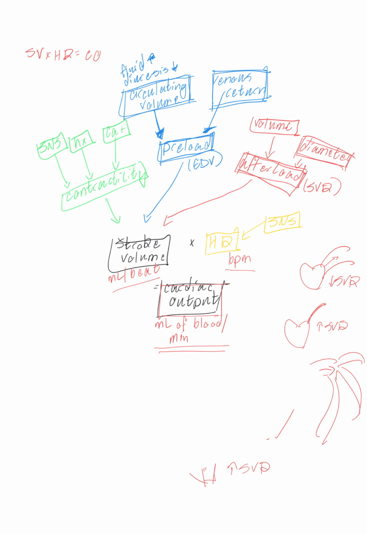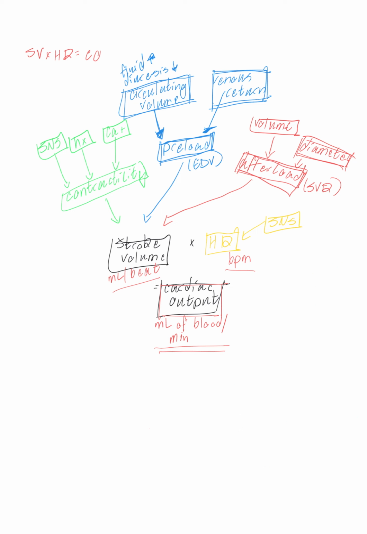The other thing that affects afterload is volume. So we talked about diameter already. Now let's talk about volume. If you have a really, really high amount of volume floating around, you are going to have an increased systemic vascular resistance. Let's say that you have a lot of fluid volume. Well, it's going to be harder for the left ventricle to push and empty against that fluid volume when you have a lot of volume on board, as opposed to if you don't have a lot of volume on board.